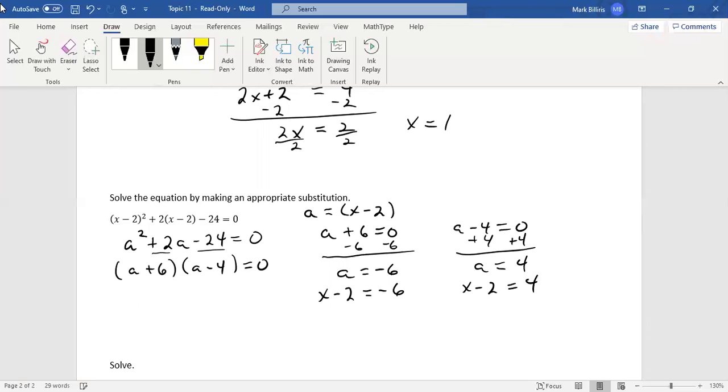And now I'm going to finish solving. So I'm going to add 2 to both sides. So x would equal negative 4. I'm going to add 2 to both sides. And then x would equal 6. So I have two solutions, negative 4 and 6. We use substitution, so again, we can write it into the form of a quadratic equation, which is much easier for us to factor and solve.